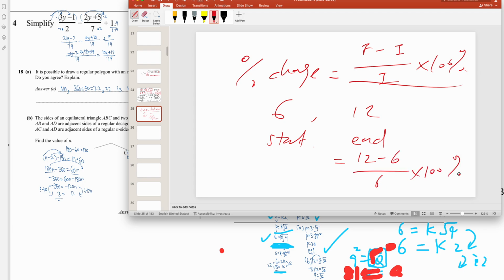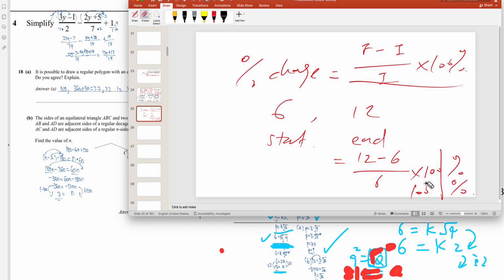Times 100%. Can I ask you how do you punch this into the calculator? I talked about this before. The fraction. 12 minus 6, and then over 6, and times 100. Do you include the percentage? No. Why not? You just key this thing into the calculator, 100. No need percent, okay? 100%. There is no double percent, okay? You better get this right.